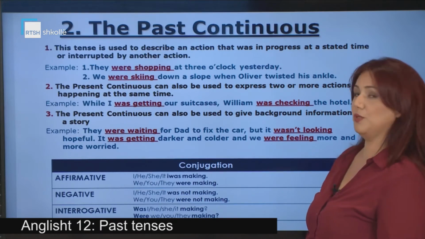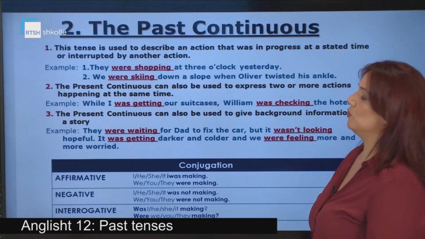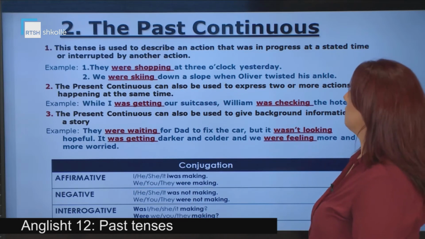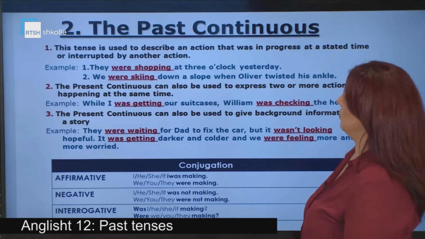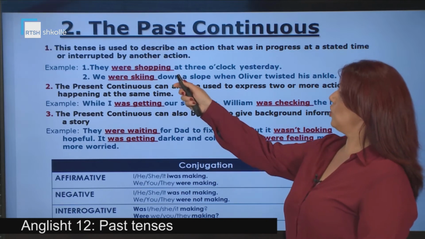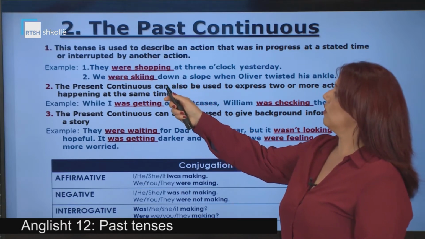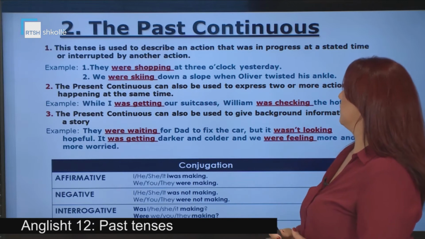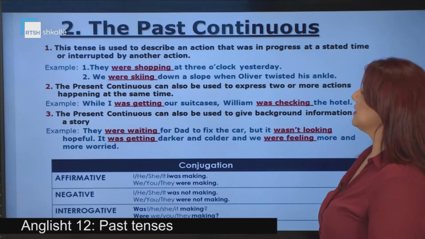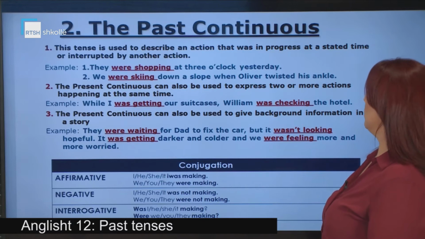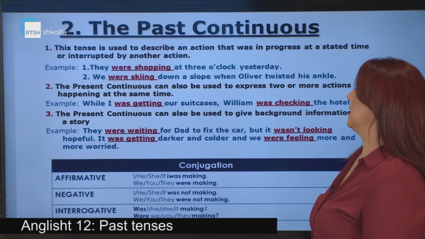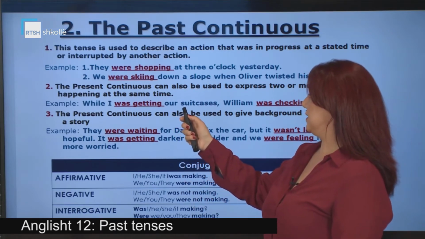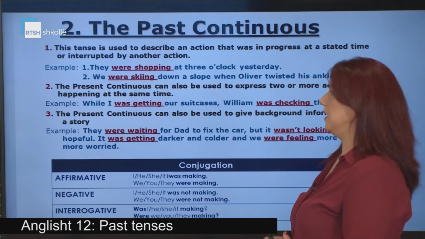The second verb tense we're going to deal with is the past continuous or the past progressive tense. It is used to describe an action which was in progress at a stated time or was interrupted by another action. For example, they were shopping at 3 o'clock yesterday, or we were skiing down a slope when Oliver twisted his ankle. The second use of the past continuous is to express two or more actions happening at the same time. For example, while I was getting our suitcases, William was checking in at the hotel.